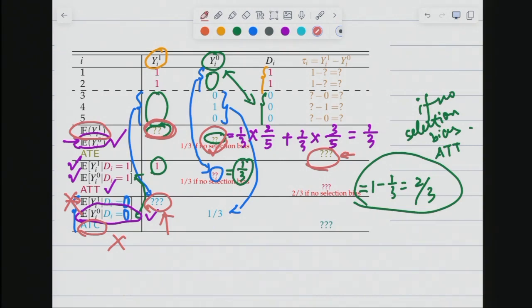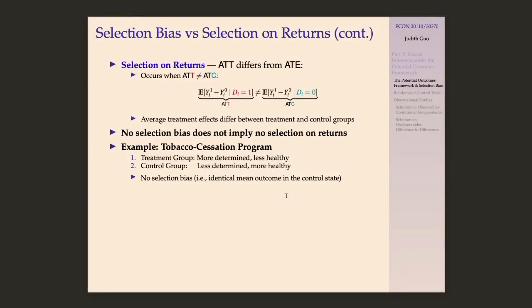So this is how we can visualize this: no selection bias does not imply no selection on returns, using a table. How do we conceptualize this? Again, using the tobacco cessation program example. Same setup as before: those in the treatment group are more determined but less healthy. Those in the control group are less determined and more healthy. And suppose we achieve no selection bias, so the effects of the characteristics are balanced in the control state.